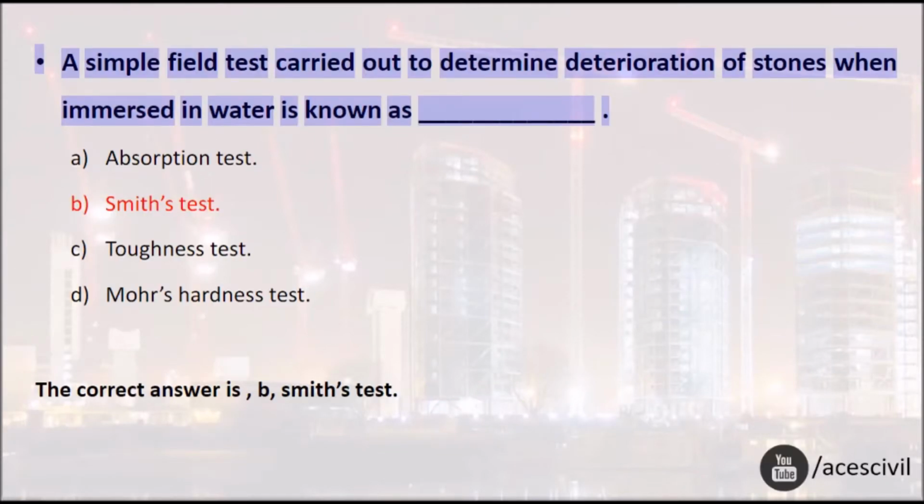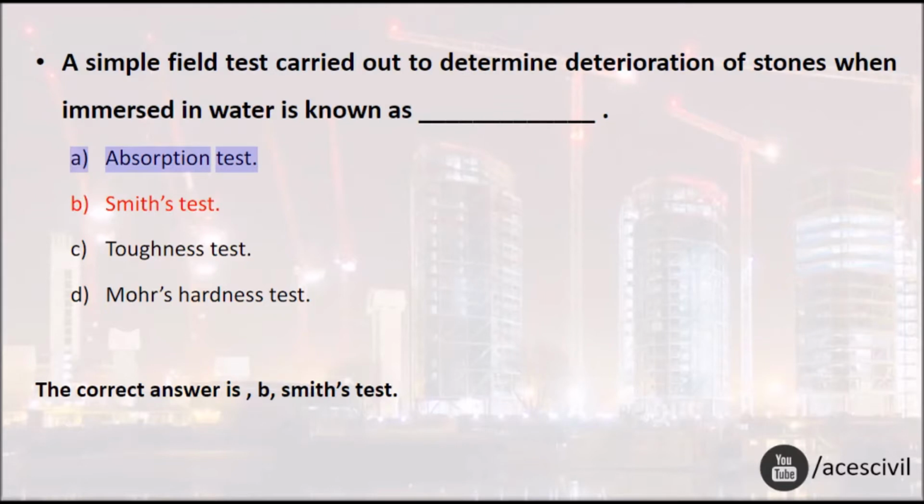A simple field test carried out to determine deterioration of stones when immersed in water is known as A. Absorption test, B. Smith's test, C. Toughness test, D. Moore's hardness test. The correct answer is B. Smith's test.